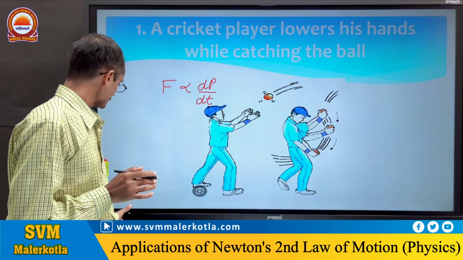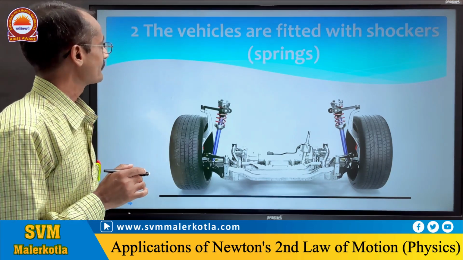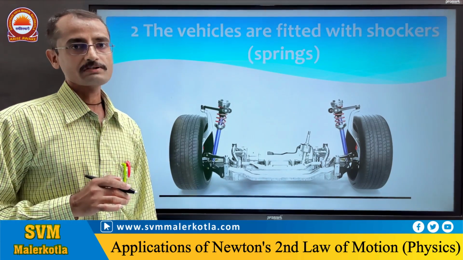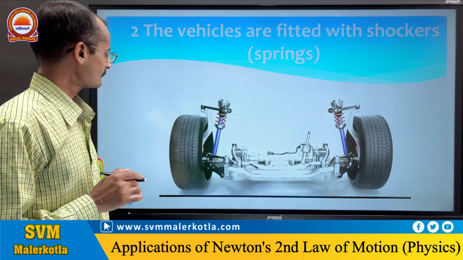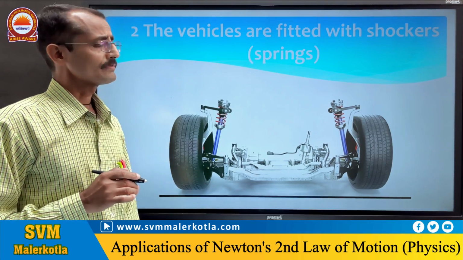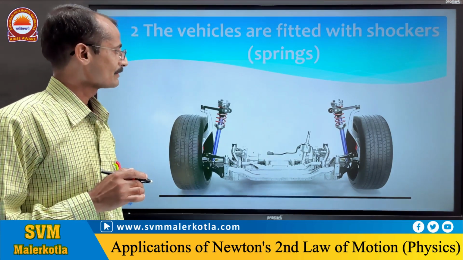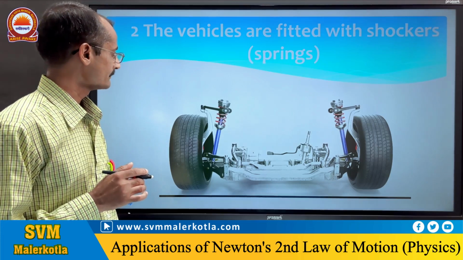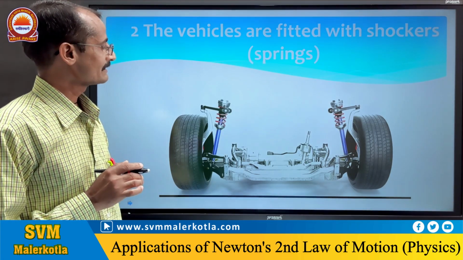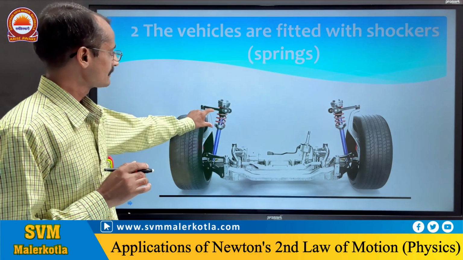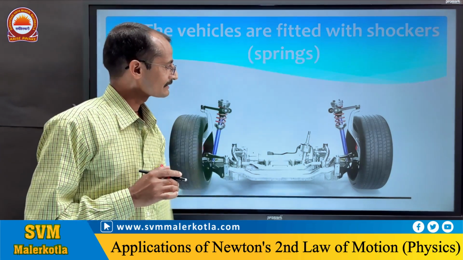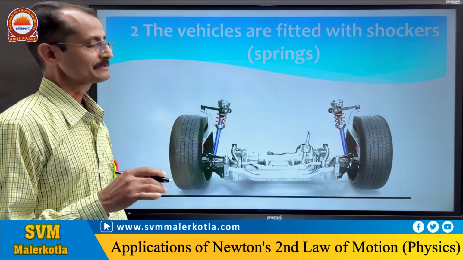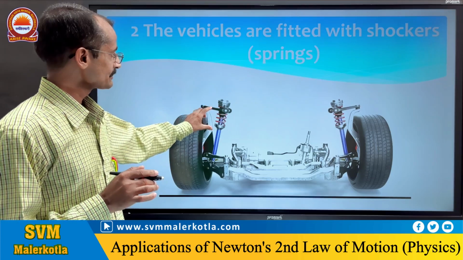Now, the second application: vehicles are fitted with springs or shockers. The floor of any vehicle having four wheels is fitted with shockers or springs. You can see these are two springs. The floor is connected by means of these springs.